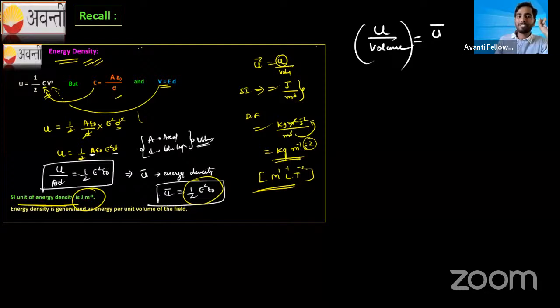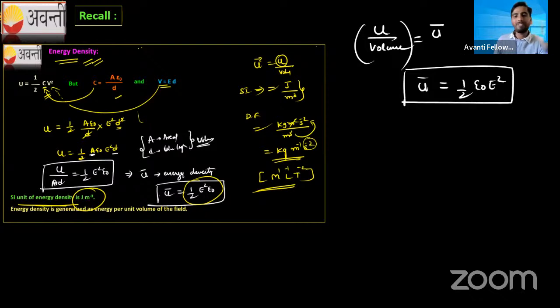Actually, we derived an equation for this energy density also. The energy density equation comes out to be half epsilon naught E square. Don't forget this. Actually, the same equation we'll use for the magnetic field also. There we'll calculate the magnetic field energy density. This is for the electric field: half epsilon naught E square.